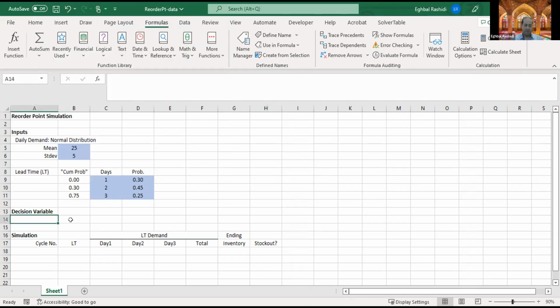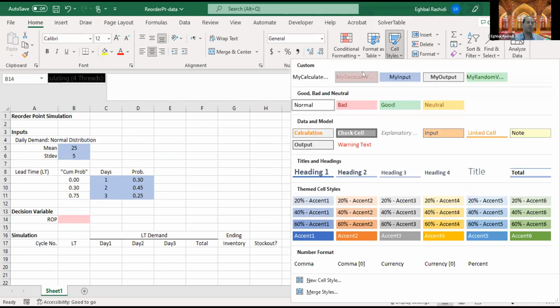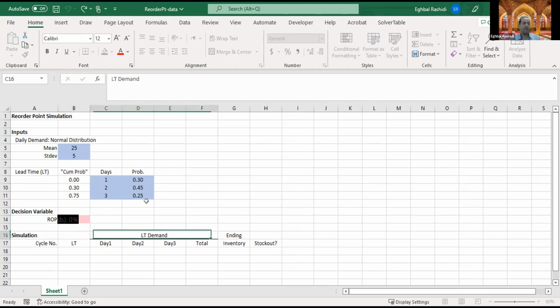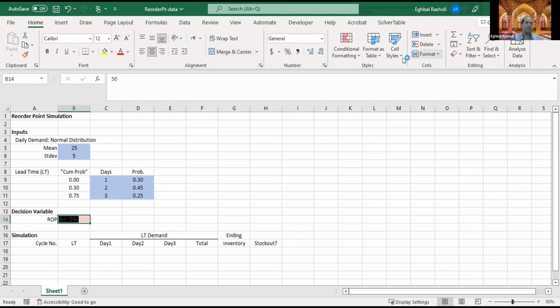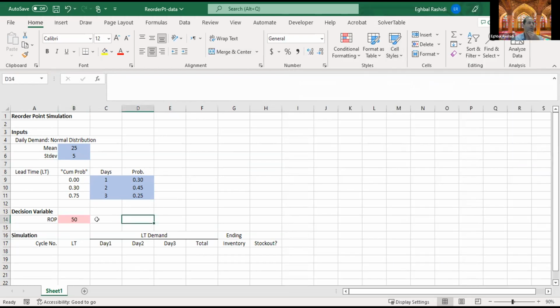The decision variable is the reorder point, as you remember from our lecture. Here I'm going to use my decision formatting. I'm going to give it a value, say 50, just to have a value here. And I'm going to name this as well.